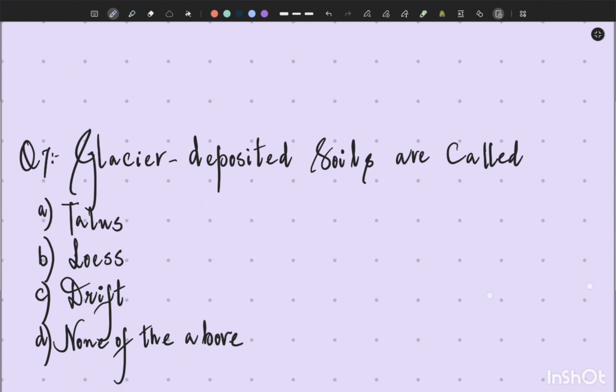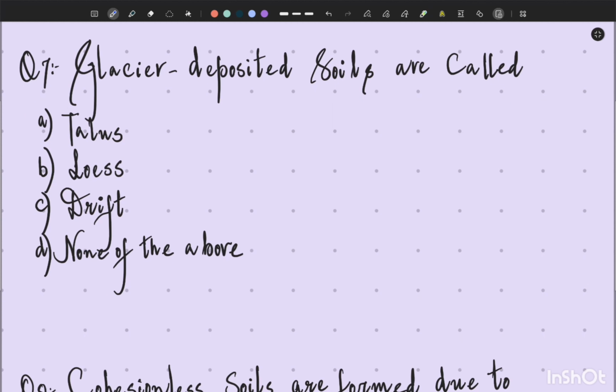Next question, question number 7. Question number 7 is, glacier deposited soils are called as talus, loess, drift, none of the above? We know that talus is a type of colluvial soil, and colluvial soils are deposited by gravity.